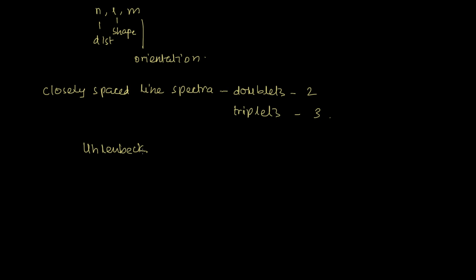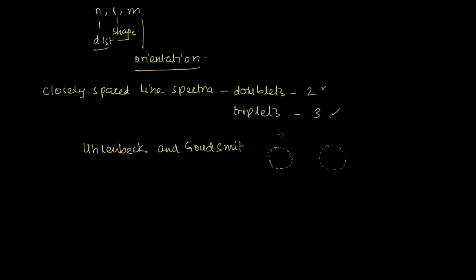Uhlenbeck and Goudsmit proposed that the electrons that are showing the closely spaced spectra of 2 and 3 are different in a certain way. The first difference was that their distance, shape and orientation were different. Now there was nothing else on which we could distinguish between them. So what they proposed was that there should be a certain distinction between this electron and another electron.